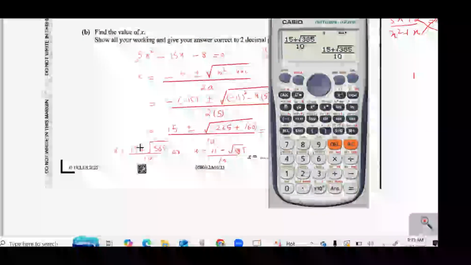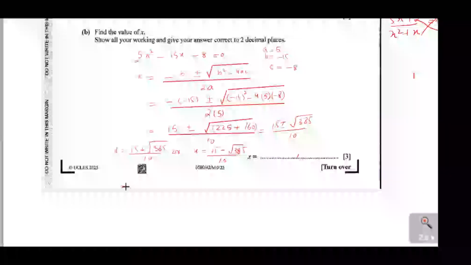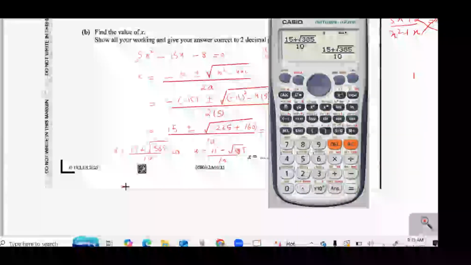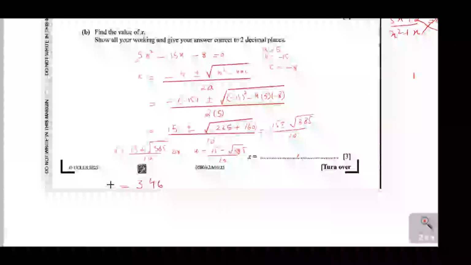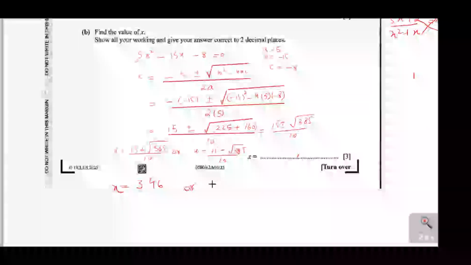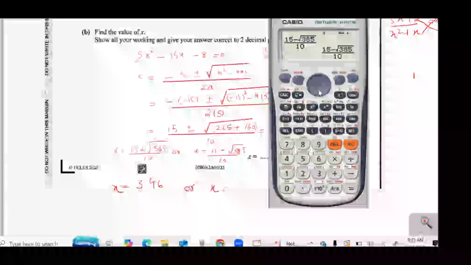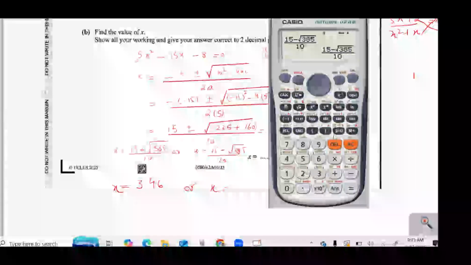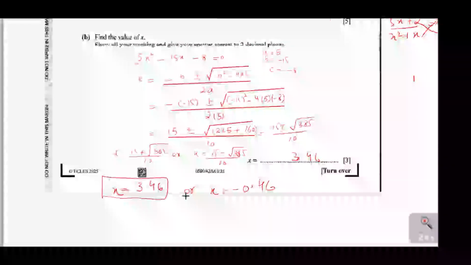15 plus the square root of 385 over 10, this value equals 3.46, and the next value, x equal to 15 minus the square root of 385 over 10, this value will be equal to minus 0.46. And the answer is only this positive value, because for speed we take the positive value.